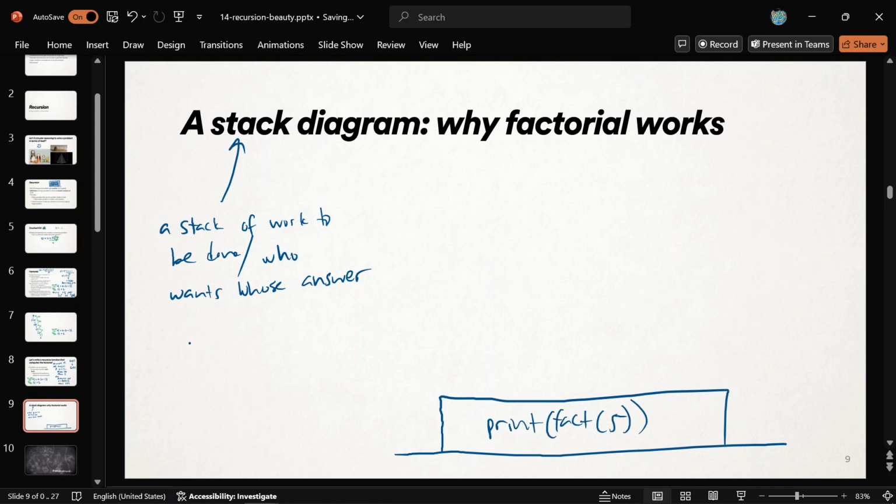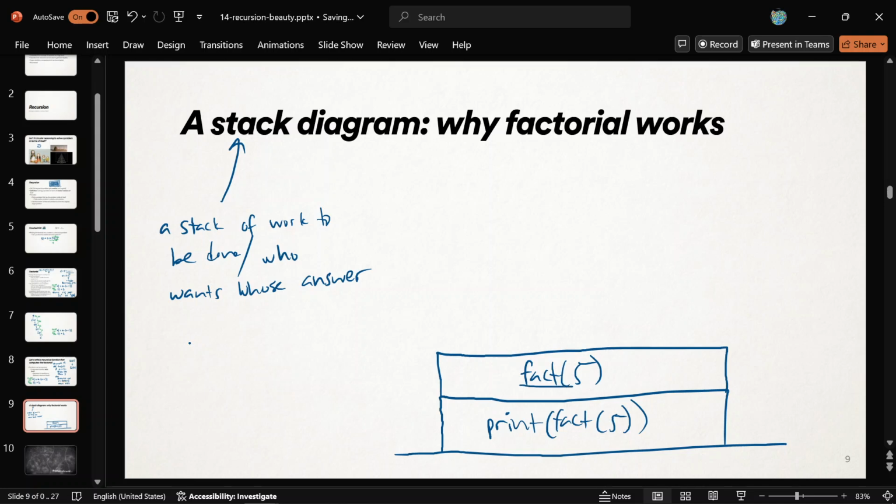That's the print function seeing that. It's like, all right, I need to print something. What do I need to print? I need to print whatever this is. And then it's like, I have no clue what fact of 5 is. I better call fact. So the next thing, the stack of work to be done, grows. So print fact of 5. I need to know fact of 5 so I can print that. So the print function is going to ask, what is fact of 5? Give me a number. I can print numbers. I don't have the answer yet.